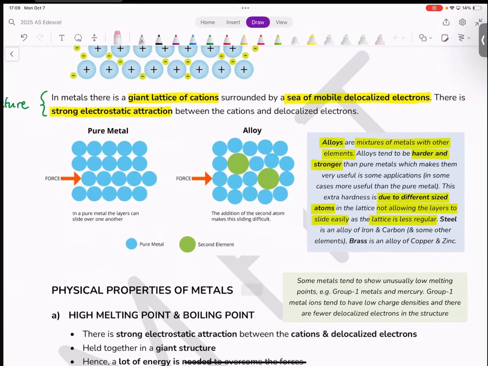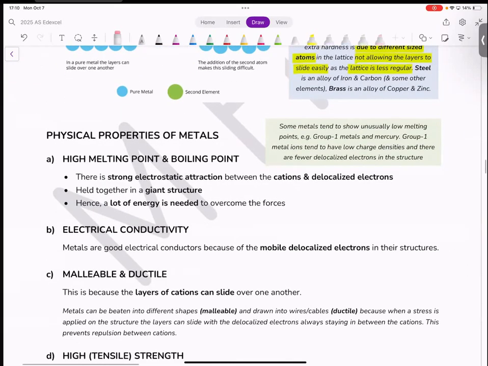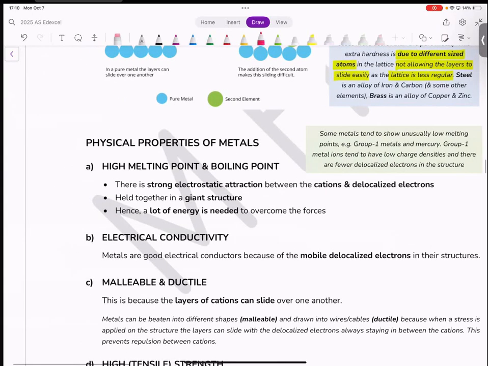So next, physical properties of metals: high melting point. Why? Again, force, energy, and structure. I wrote structure second here in these notes. Strong electrostatic attraction. Look at the formatting of the sentence, right? You don't have to write my sentence. You have to hit the points: name of force, strong, and particles. I didn't just say ions, I said cations. I didn't just say electrons, I said delocalized, because I'm only talking about the delocalized electrons, held together in a giant structure. A lot of energy is needed.